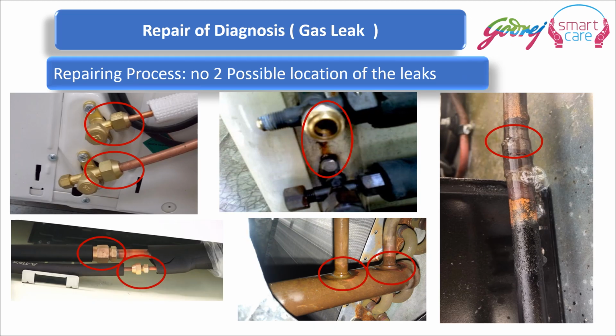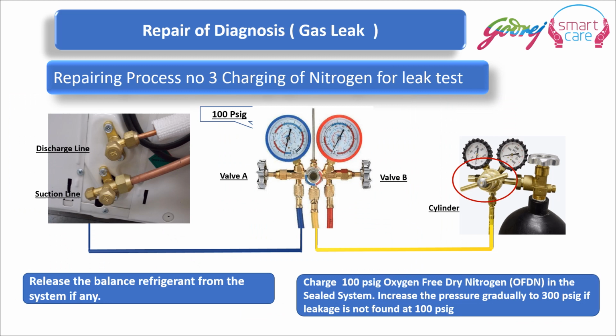First we have to identify the location of the leakage. Then we charge nitrogen for leak testing. Release the balance refrigerant from the system, if any, and charge 100 psi oxygen-free dry nitrogen into the sealed system. Increase the pressure gradually to 200 psi if the leakage is not found at 100 psi.